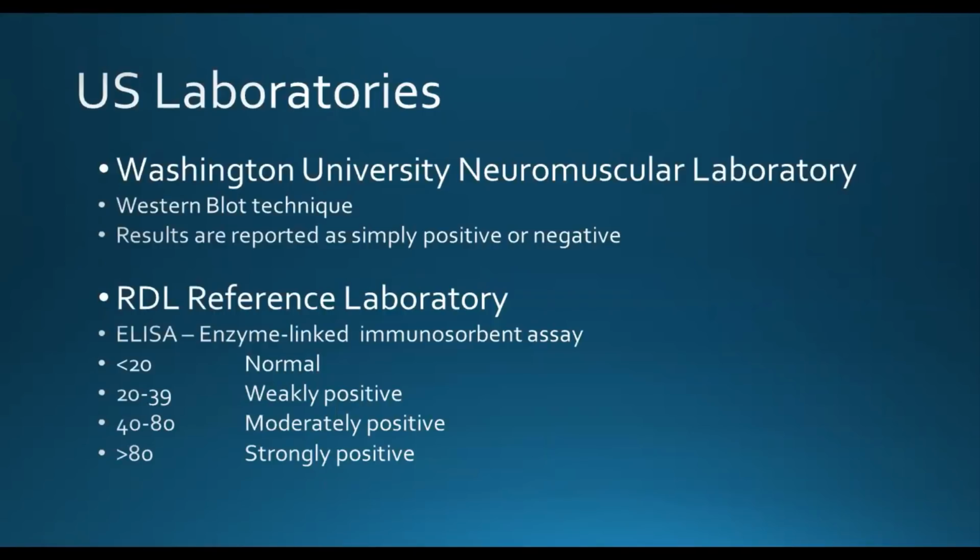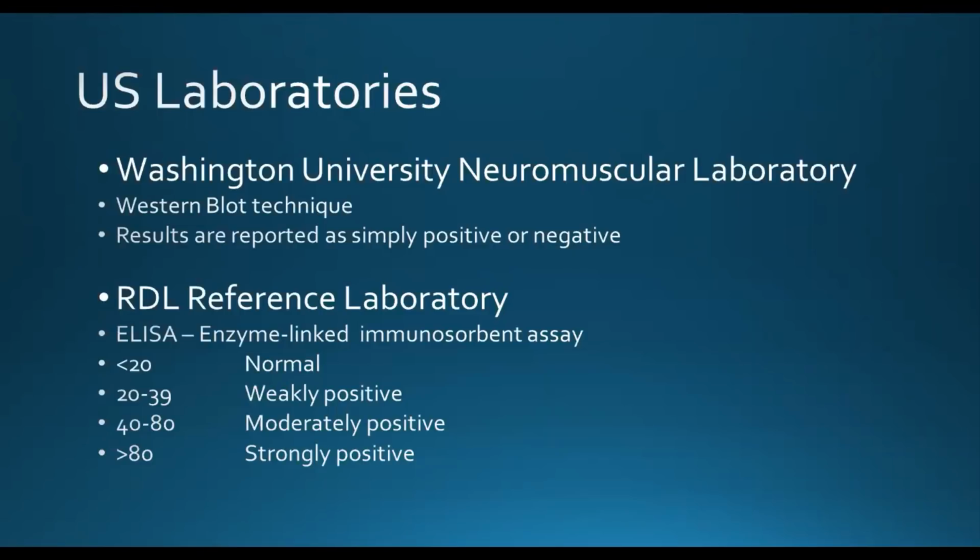To illustrate this, I'll talk about the two labs that I'm aware of in the United States that do this antibody test. I don't know which labs overseas do the test, but the same principles would apply. Washington University in St. Louis has a really great neuromuscular department, and they have a lab there for blood testing. They use something called the Western blot technique. And when the result comes back from the WashU neuromuscular lab, the result is reported as either positive or negative. Either you have the antibody or you don't.